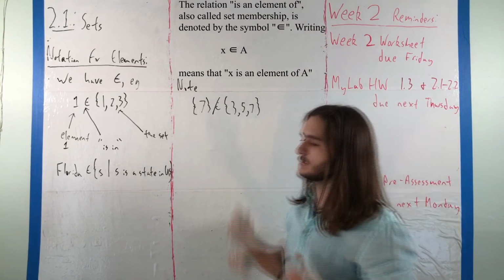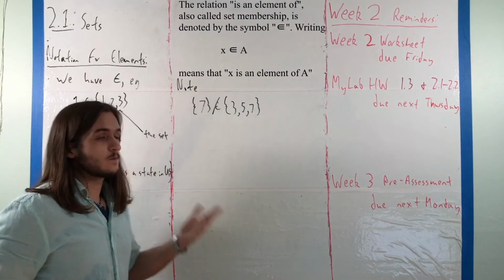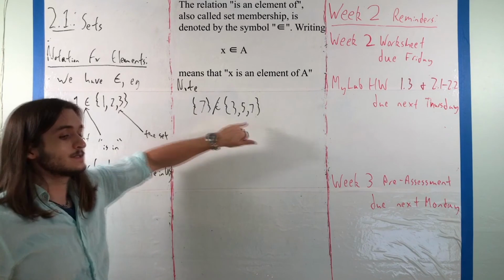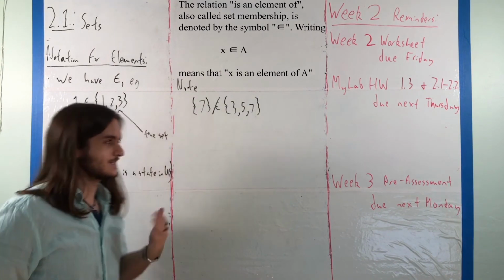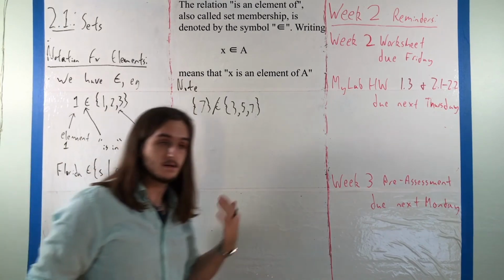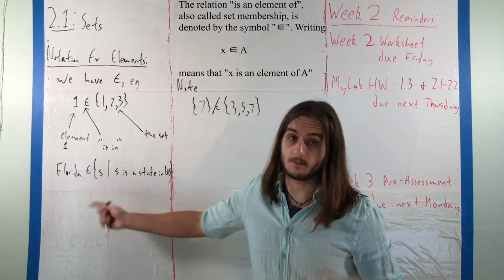This is setting up a relationship that we will talk about in section 2.2, where we look at relationships between sets rather than between elements. It's a slightly different thing, but it is important to note that this is not the same kind of relationship as that.